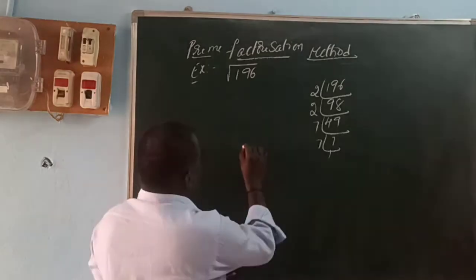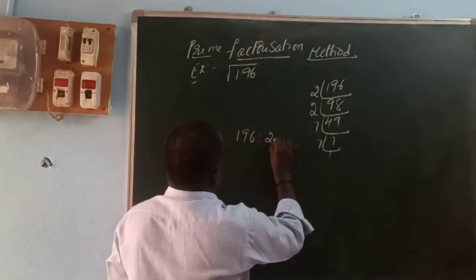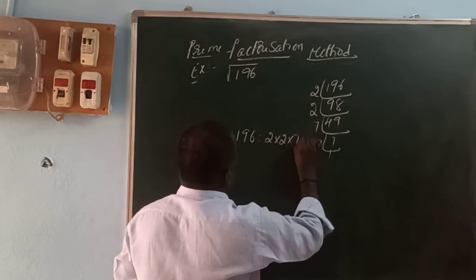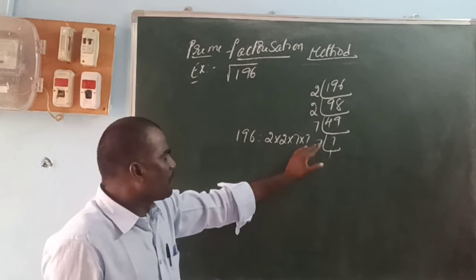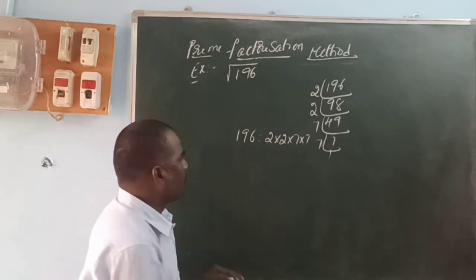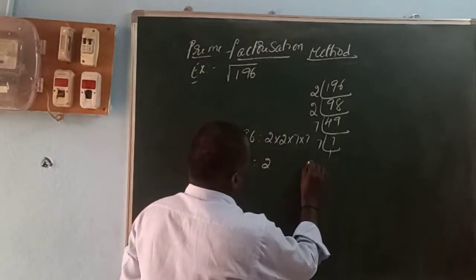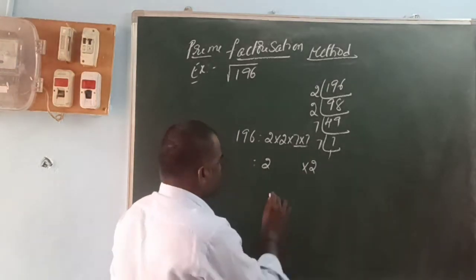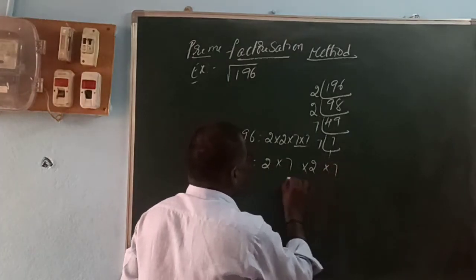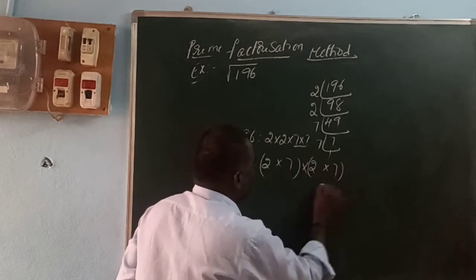Okay, so here the 196 we can write as 2 into 2 into 7 into 7. Here how many prime factors are there? Two prime factors. These two prime factors you can divide into two equal parts. That is here 2, 2. Next the 7s also we can divide into two parts. That is 7, it is 7. So 2 into 7 is one part, 2 into 7 is one part.